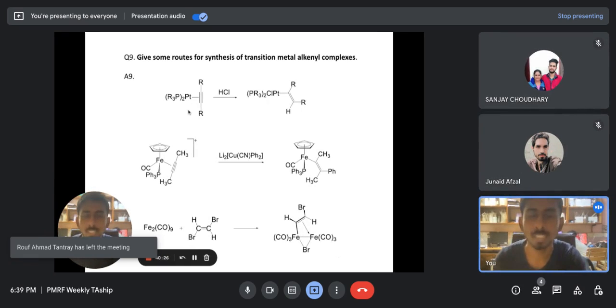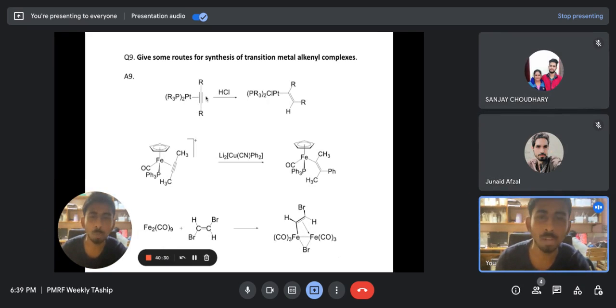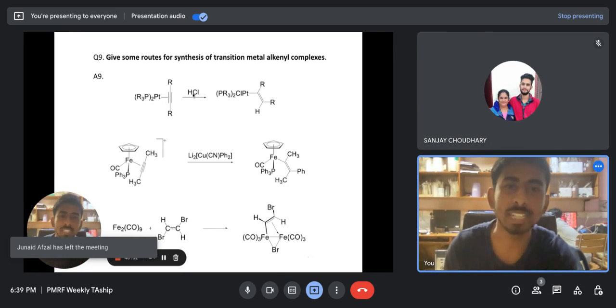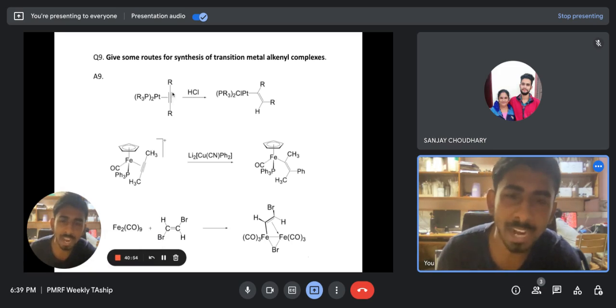So in the first case, what happens when the eta-2 bonded acetylene moiety bound to the transition metal center is treated with HCl at a low temperature? Then these transition metal alkyl complexes are formed. What happens in this case? You can see the phosphine-bonded platinum center, which has an eta-2 donation from this alkene group. Now, what happens with the HCl? One of the protons is now hydrogenating.